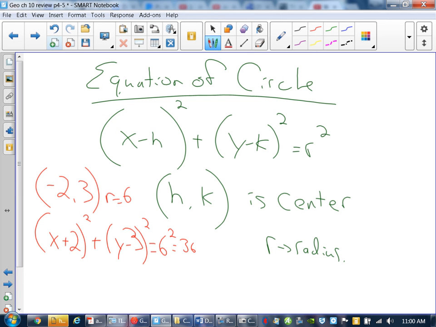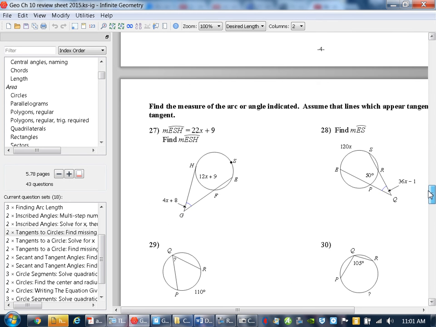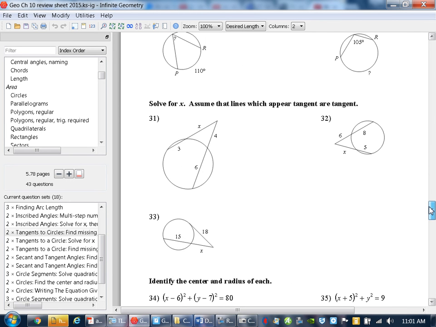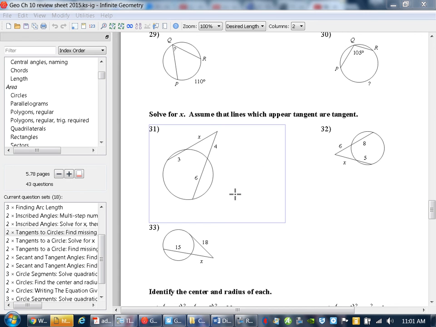Here, your center would be 6, 7, and your radius would be 3. That's all. Okay. Now back to the one that had a factoring to it. Let's look at 32 real quick because that had a factoring to it.